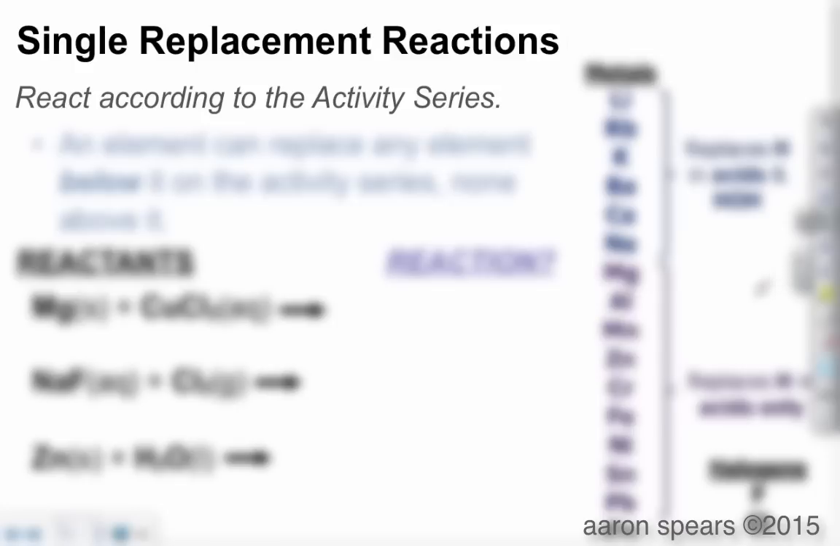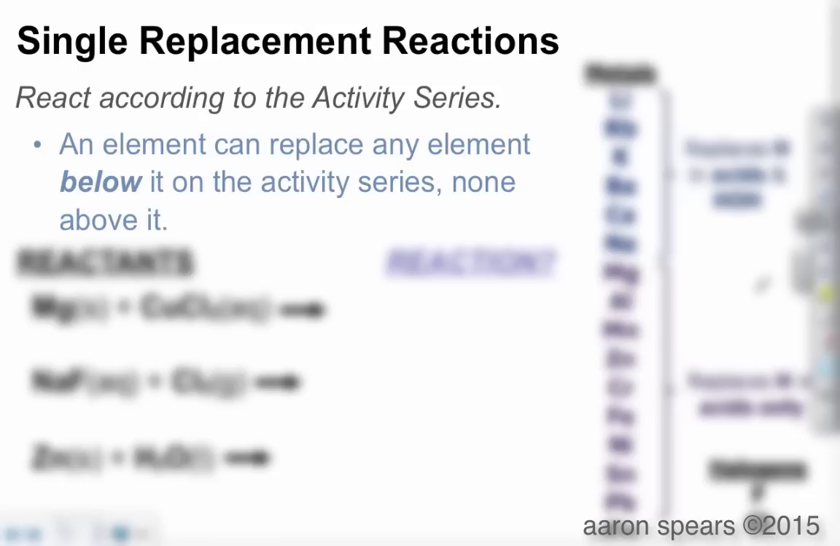Another important detail to note is that all would-be single replacement reactions don't always take place. Pairings react according to the activity series, which is basically a list to help chemists and students know if single replacement reactions will take place or not. So I want to take a little time reviewing this list and how it works. Basically, an element can replace any element below it on the activity series, none above it. So I'm going to run through 3 examples so you see how this list works.